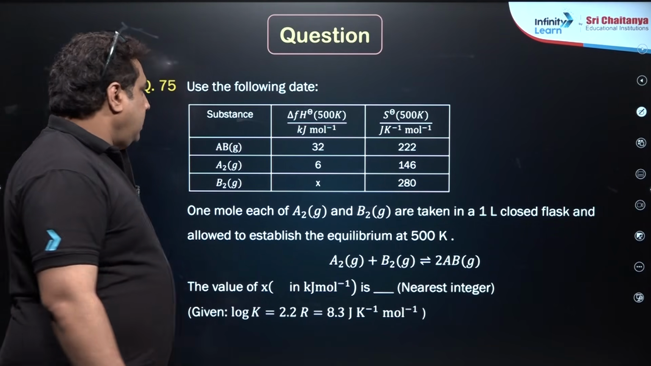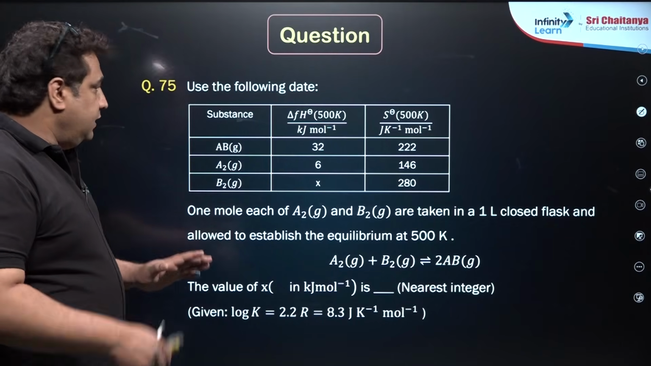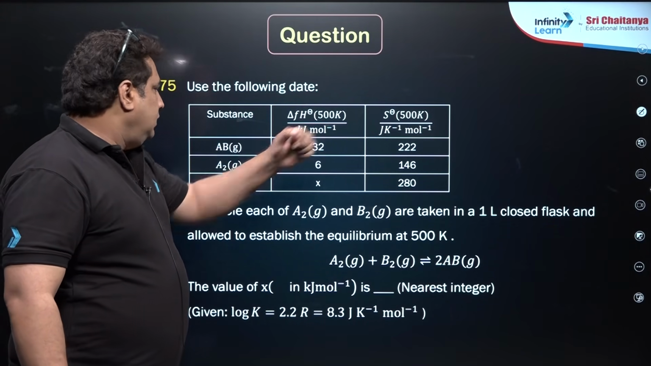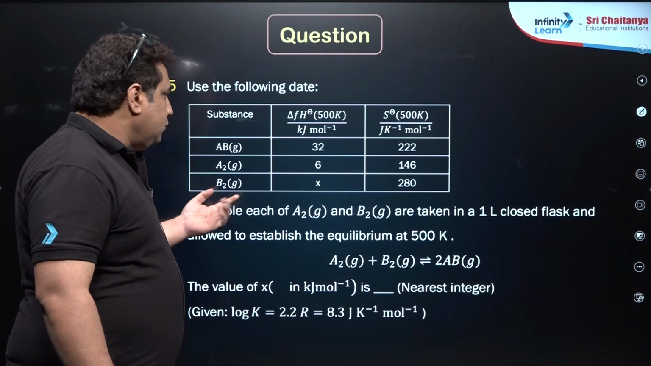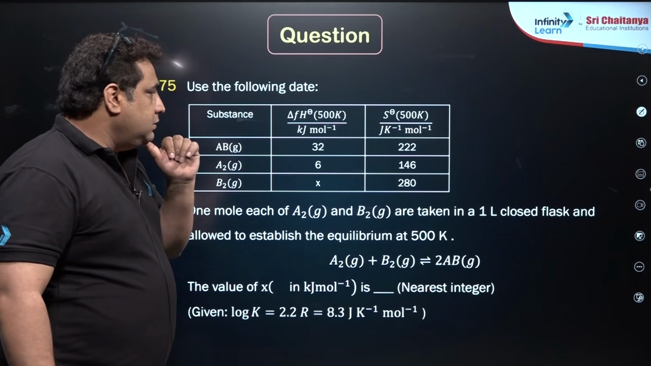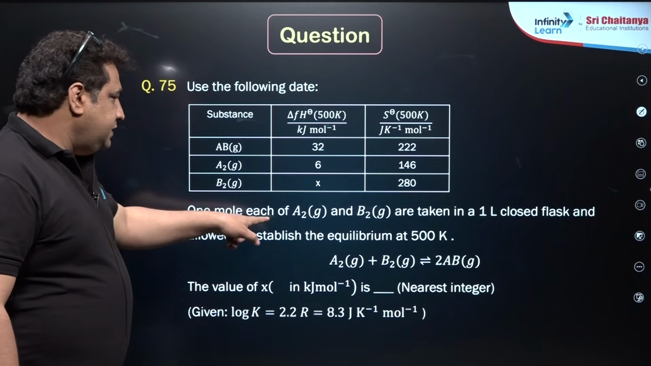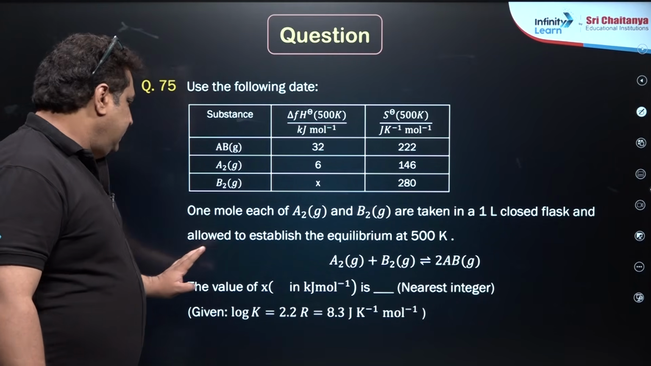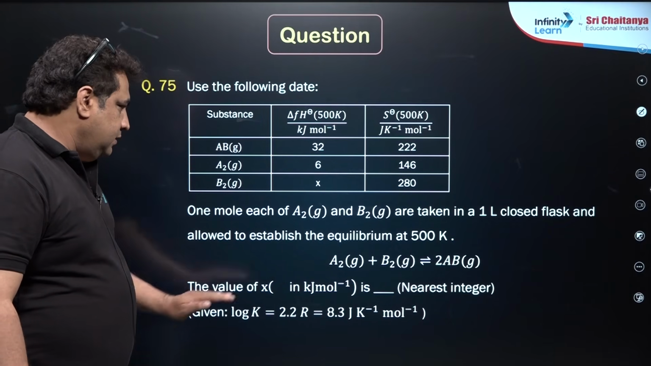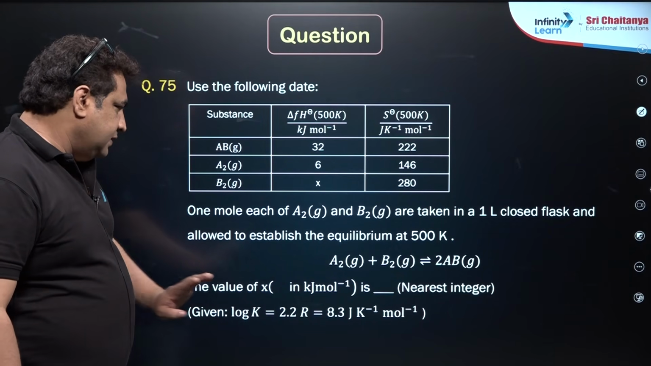Next, now data is given here for enthalpy and entropy for AB, A2, B2 in kilojoules per mole, and here you can see he has given joules per Kelvin. 1 mole of each A2 and B2 are taken in a 1 liter vessel, allowed to establish equilibrium at 500 Kelvin. Reaction is given, value of X he is asking, right.